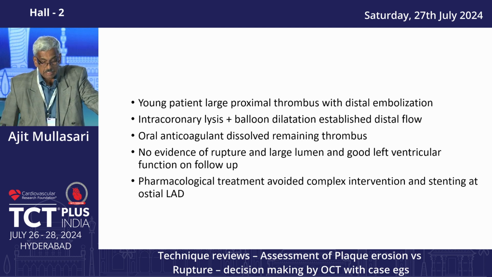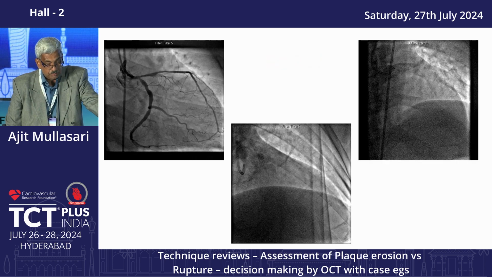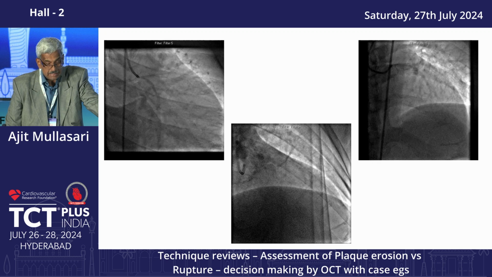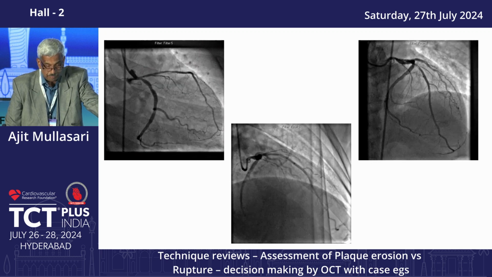So, young patients, large proximal thrombus with distal embolization: you can give lysis with distal lysis through a catheter. Oral anticoagulants with single antiplatelet dissolve the thrombus. There is large lumen in the proximal part, and we do not need to do anything for that. Finally, I'll show you another lesion which came with ACS, and you can see that the LAD is definitely hazy, but the flows are good.